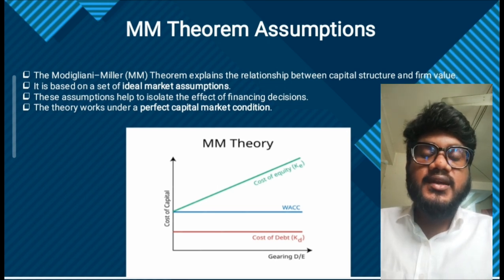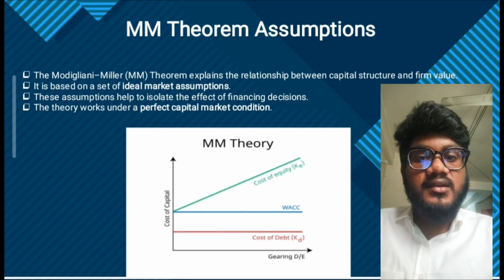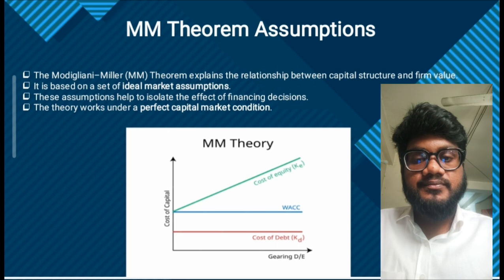In the graph shown here, the red line represents the cost of debt, which remains constant. The green line shows the cost of equity, which increases as the company uses more debt because financial risk arises. The blue line represents the weighted average cost of capital, or WACC, which remains constant under these assumptions. This means that although debt changes the risk and return of equity, the overall cost of capital stays unchanged.